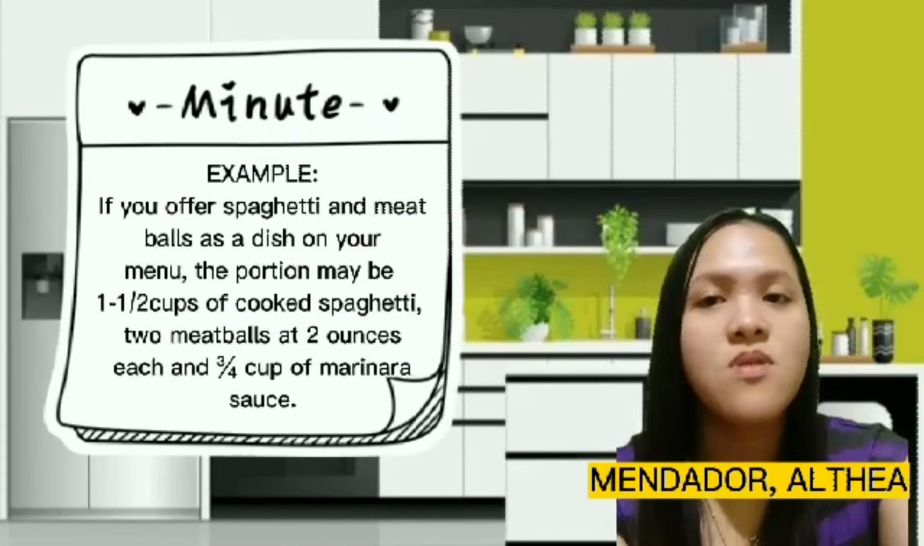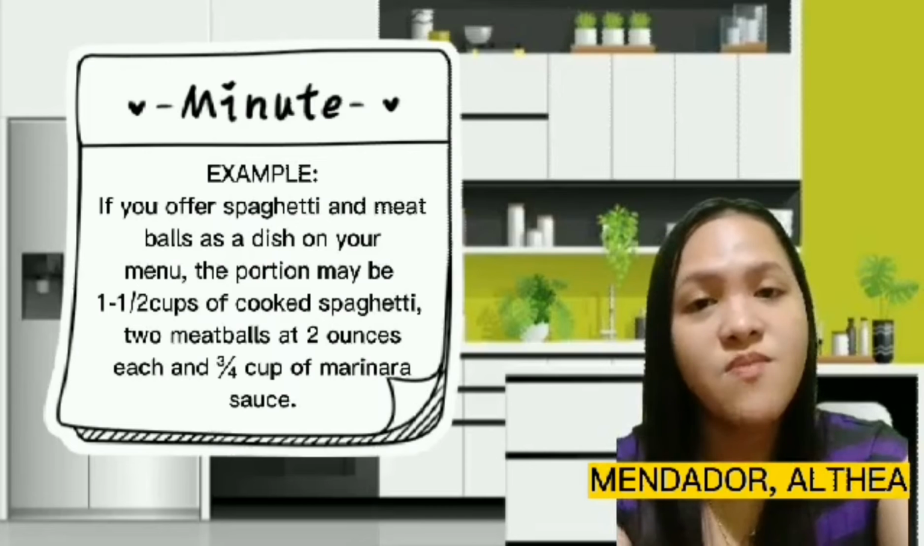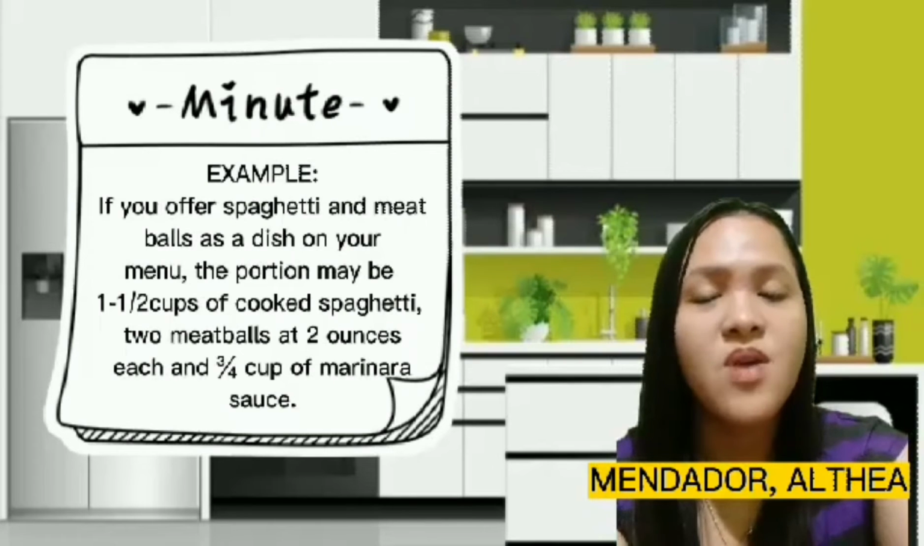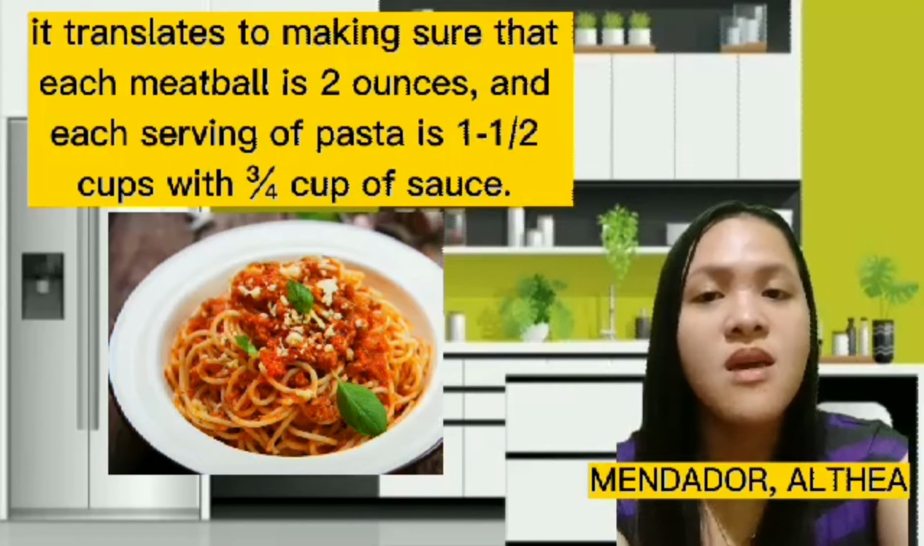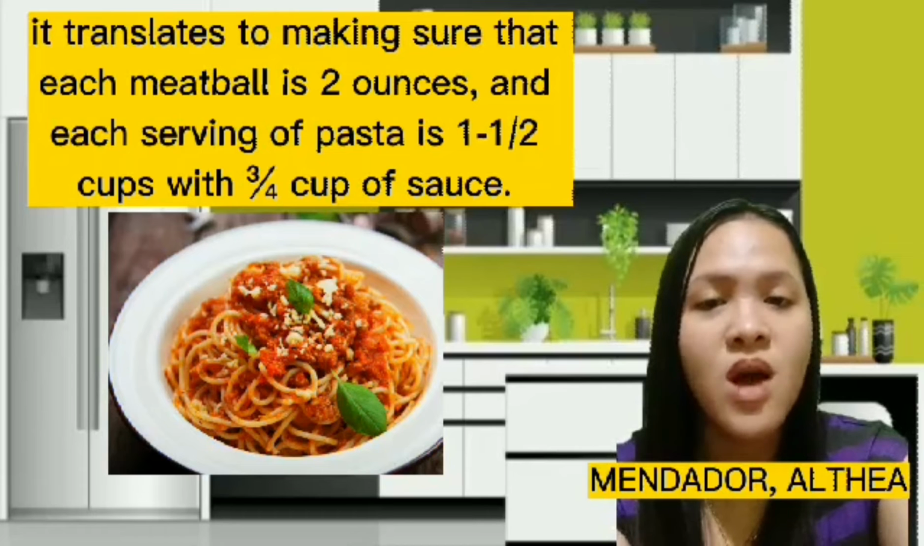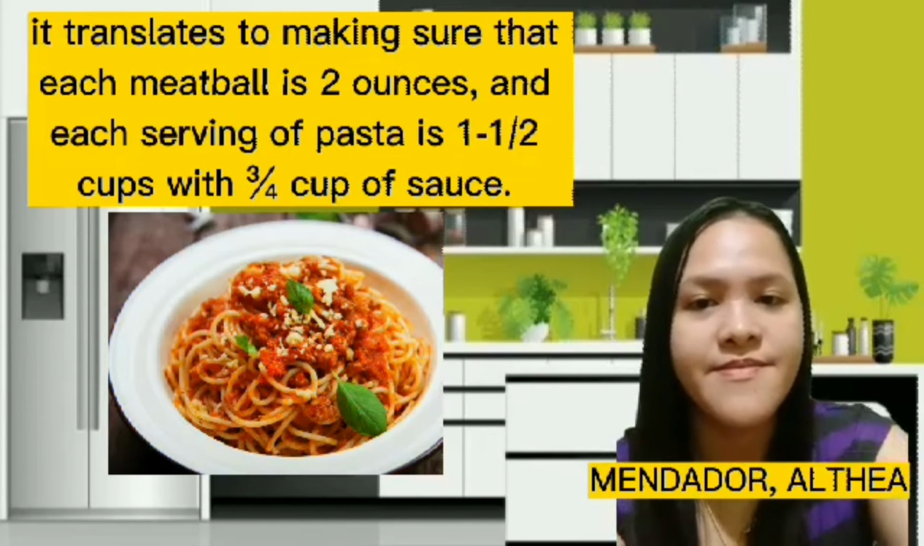We have the example. If you offer spaghetti and meatballs as a dish on your menu, the portion may be 1 and 1/2 cups of cooked spaghetti, 2 meatballs at 2 ounces each, and 3/4 cup of marinara sauce. It translates to making sure that each meatball is 2 ounces and each serving of pasta is 1 and 1/2 cups with 3/4 cup of sauce.